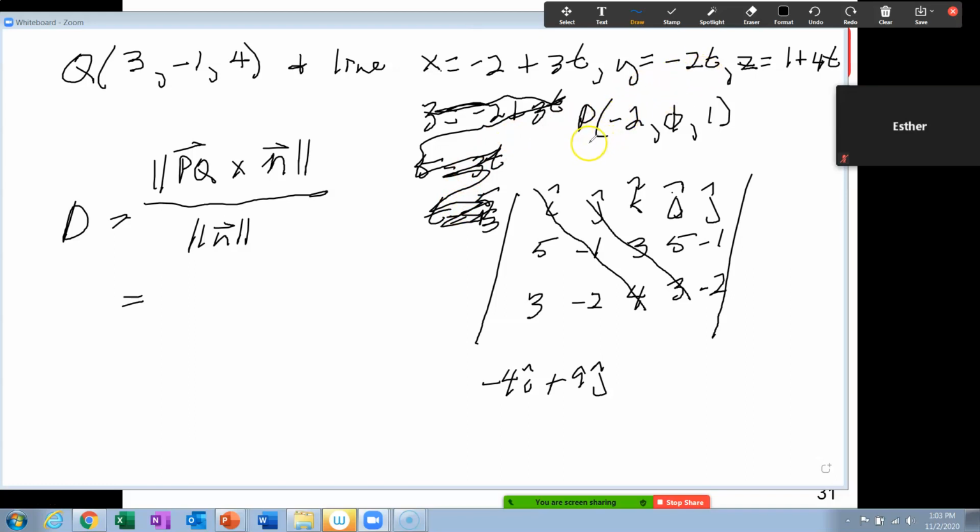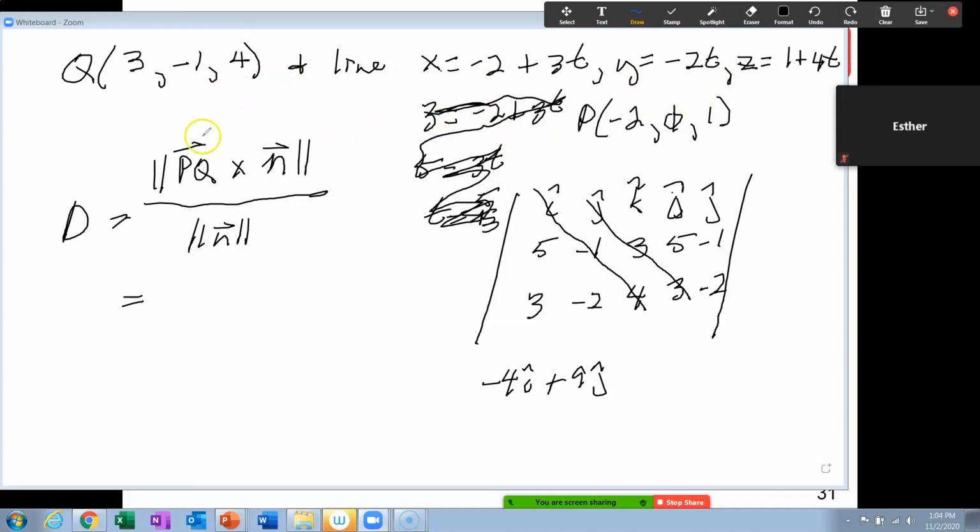Now, the point P is on this line here. How do you get that? You just pick out these three points here, -2, 0, 1. That point is on that line. This point is not on the line. So how do you get the distance between this point not on the line and this line here?